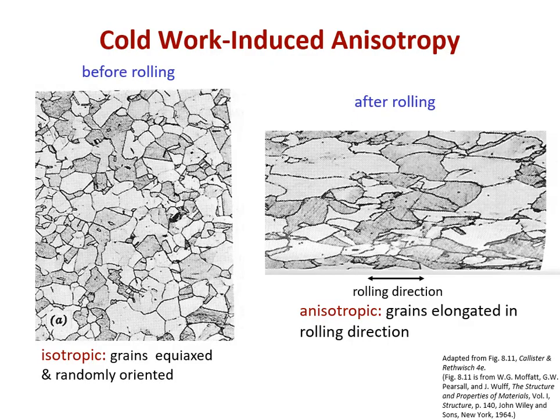So what this does is it creates what we call cold work induced anisotropy, or texturing. If we start with a material, this is just an optical photomicrograph, a cross-section of a polycrystalline material, probably as cast or as recrystallized. Over on the left, we call this an isotropic microstructure, so the properties are the same in every direction. That's because the grains are equiaxed and randomly oriented.